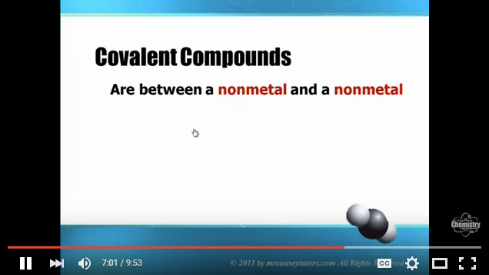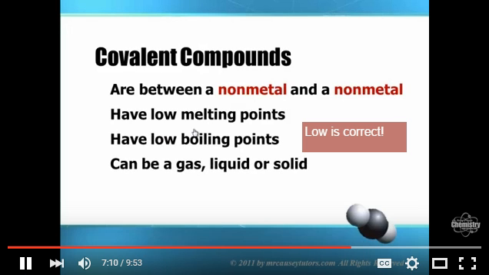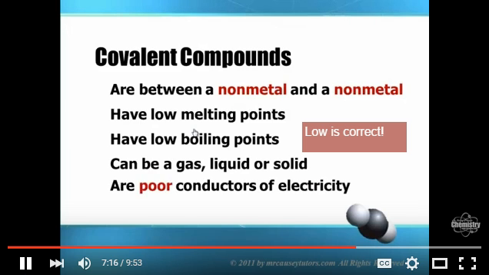Covalent compounds are between a nonmetal and a nonmetal, have low melting points, have low boiling points, can be gas, liquid, or solid, depending on what's bonding and how strong that attraction is going to be, are poor conductors of electricity, and as a whole, most are not soluble in water. Even though some covalent compounds are soluble in water.